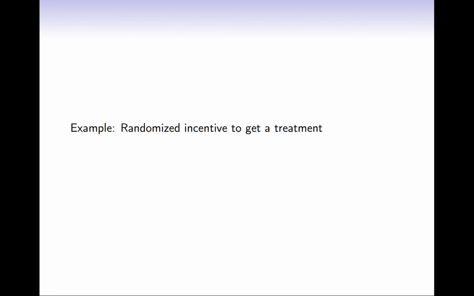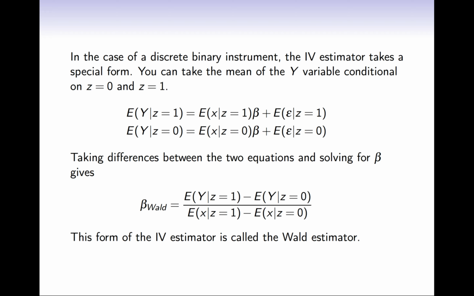Let's consider one example. The reason this is a popular model is because it comes up a lot in the context of randomized experiments, where there's some treatment. Let's be concrete. One case where this type of model has been applied is if we wanted to study the effect of going to a private school on test scores. So Y is test scores, and X is whether you went to a private school or not.